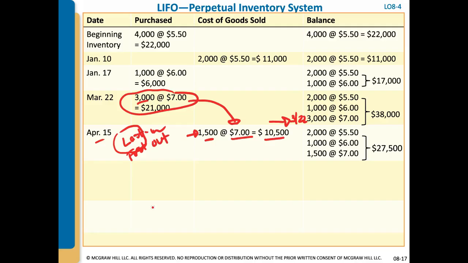Now when I look at my layers, for my March 22nd layer, in my ending inventory I only have 1,500 units left. Because I acquired 3,000 and sold 1,500 allocated from that layer or batch, I have 1,500 units remaining at $7. And then the rest that I have remaining from January 17th and January 10th are still not sold, is the assumption. So 2,000 units at $5.50, 1,000 units at $6, and 1,500 at $7 gives me ending inventory of $27,500.